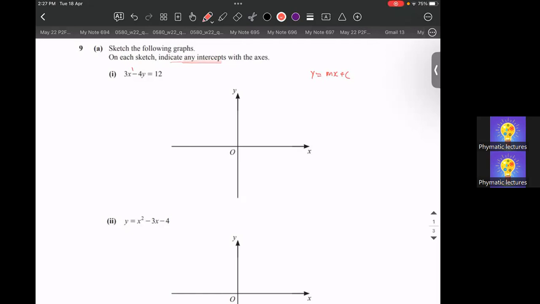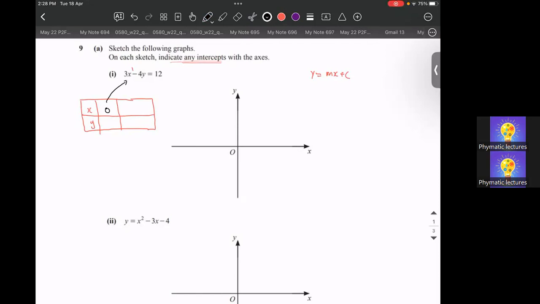So for a straight line representation, we require at least 2 points. How will you find these 2 points? Straight away you can find the x-intercept and y-intercept. How? We will make a table. In this table, this is x and this is y. Initially, we just take the x coordinate as 0.